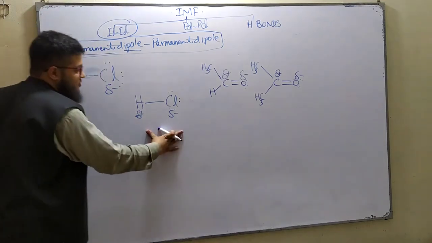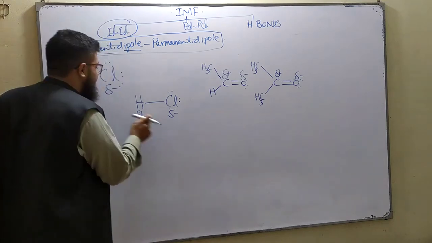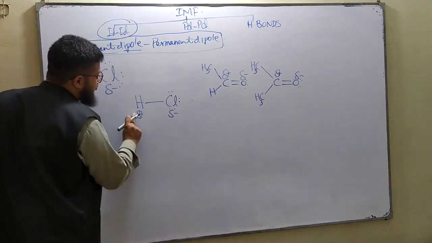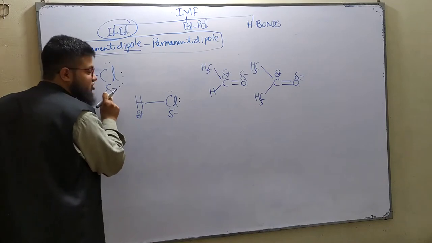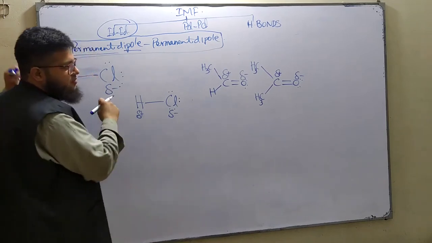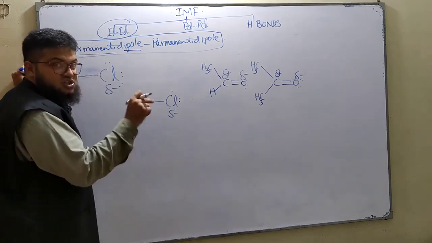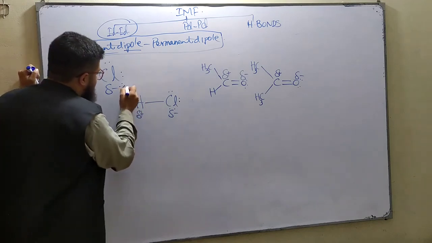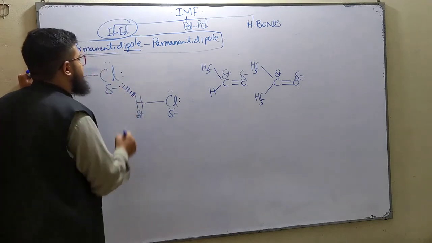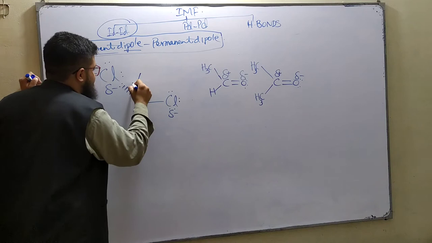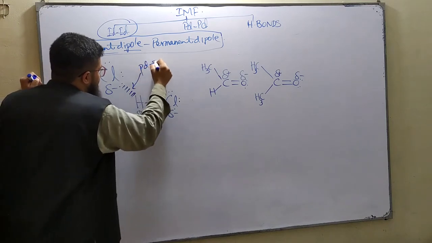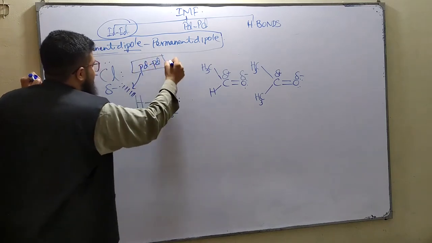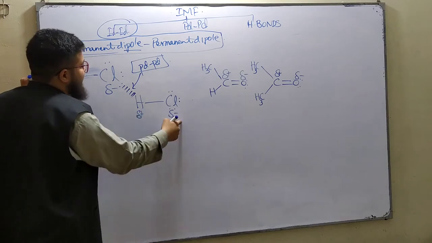Now the same will be the case with another HCl molecule. Over here you've got opposite dipoles. This is partial negative and this is partial positive, and you know from your previous knowledge that opposite charges attract one another. So an interaction forms between the hydrogen and the chlorine. This form of interaction is called the permanent dipole interaction. Reason? Because it's between two permanent dipoles.